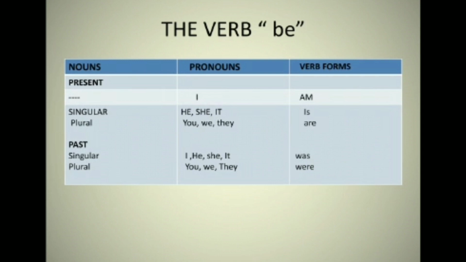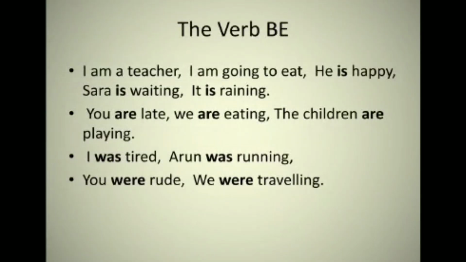We can understand it here with the example. If the subject is a singular noun or one of these pronouns, he, she, it, we use is. For example, he is happy, Sarah is writing, it is raining. And if the subject is plural or one of these pronouns, you, we, or they, we use are. You are late, we are eating, the children are playing.